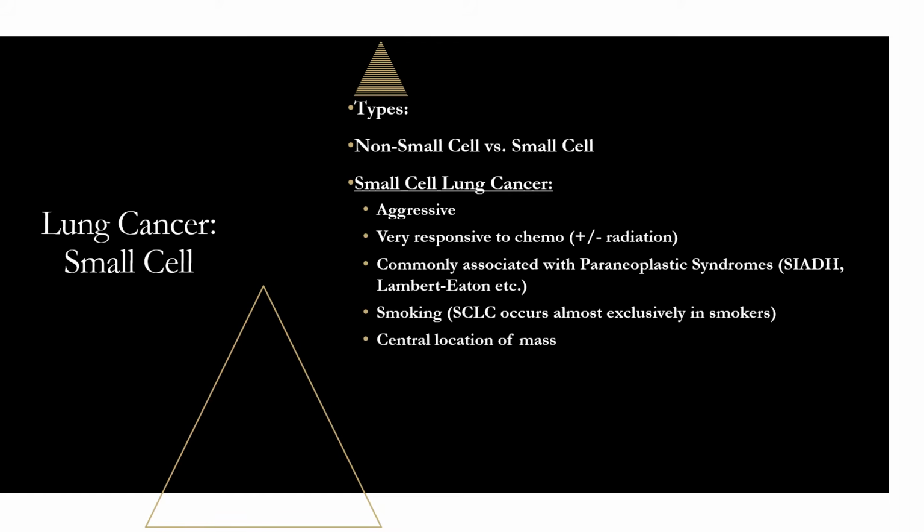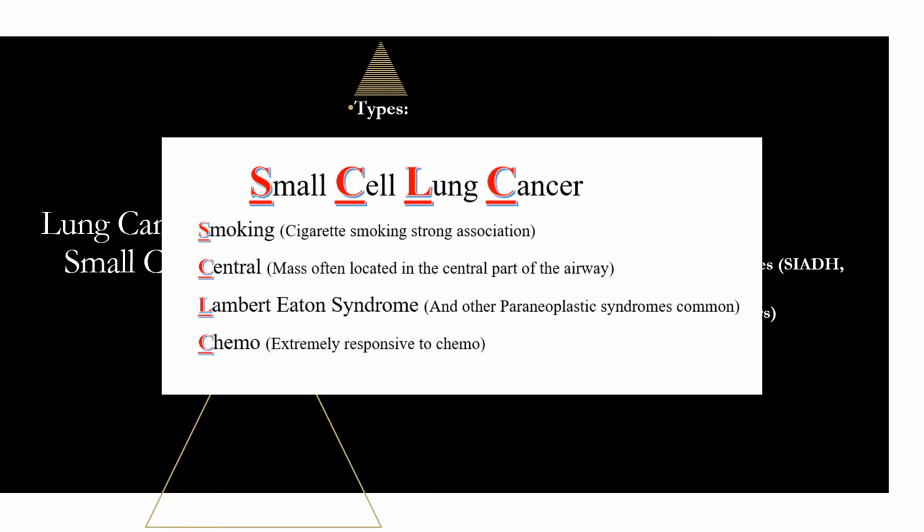And then finally, the last thing that you should know is that the mass in small cell lung cancer is most commonly located in the central part of the airway, so central location of the mass. So how do you remember the things that you need to know about small cell? This is how you remember.